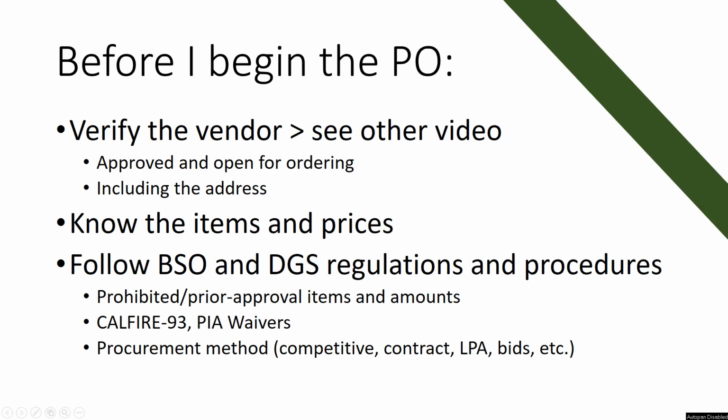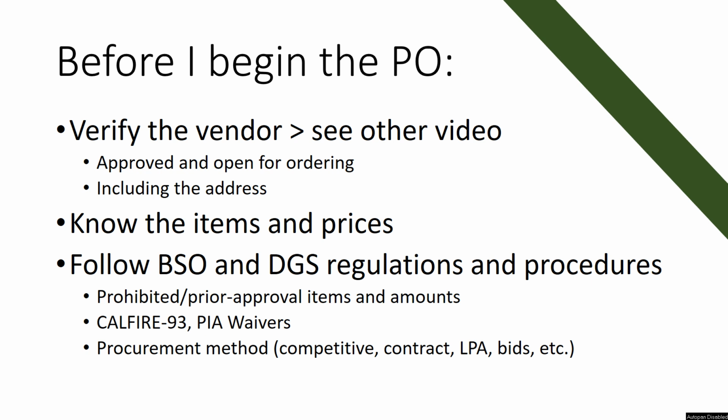Before I begin the purchase order, I must check that Westside Ace Hardware at the address in Santa Cruz where I'm going to buy is an approved supplier in Fiscal and is open for ordering. See the video on verifying suppliers if you need guidance with that process. I've checked already and the supplier is good to go. I also know the item prices for the 2 items that I plan to buy.